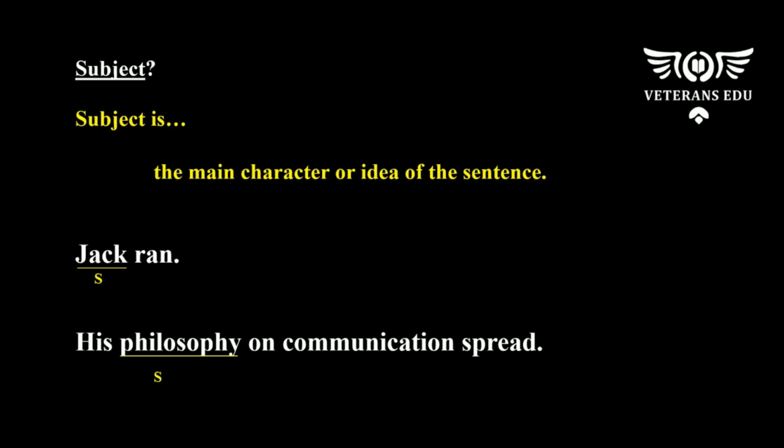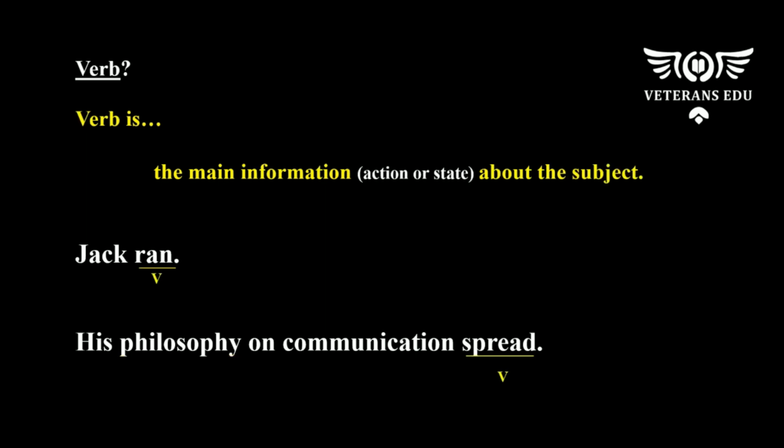Our next lesson is, what is a verb? Simply put, a verb is a word that gives you information about the subject. Using the same sentence examples, in the first sentence, Jack ran. The main information here is on the idea of running, right? So the word ran is the verb. In the second example, the verb is spread, which gives you the main information about the subject philosophy. What happened to his philosophy? It spread.